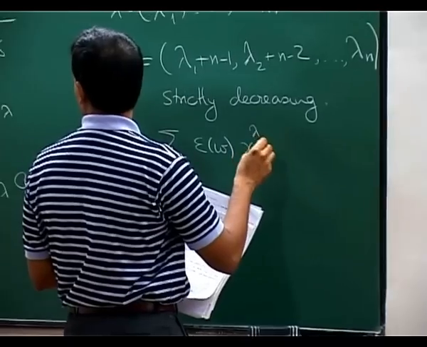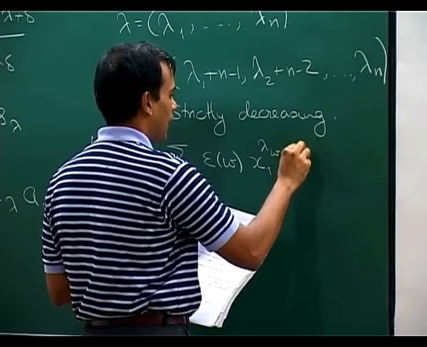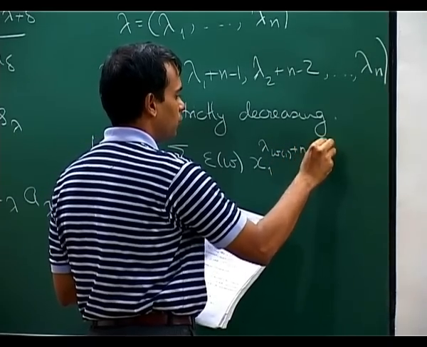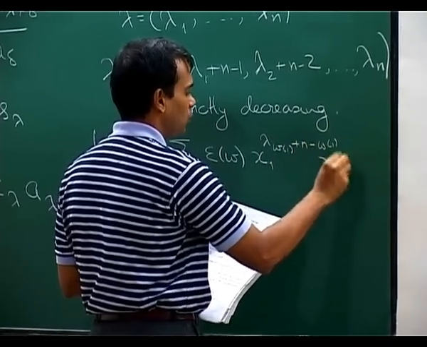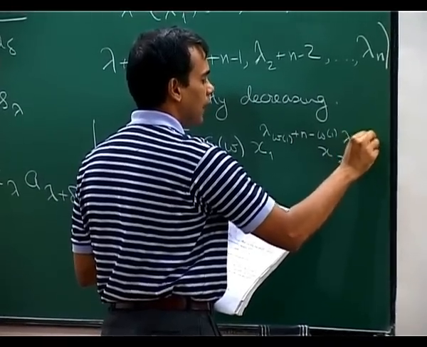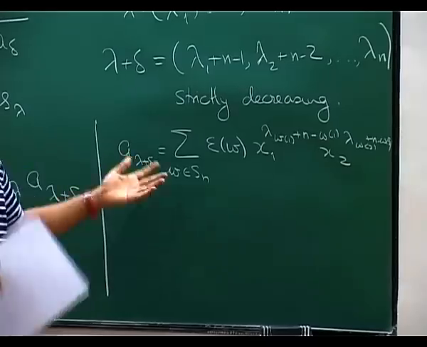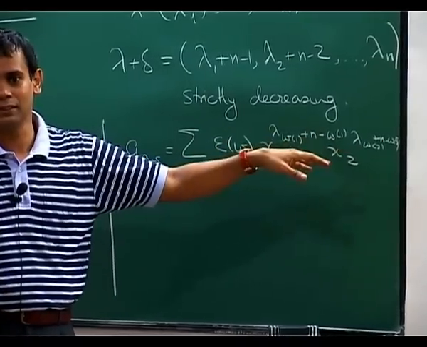Lambda w1 plus n minus w1, x2 to the lambda w2 plus n minus w2, and so on, right? So it's a sum of these monomials.